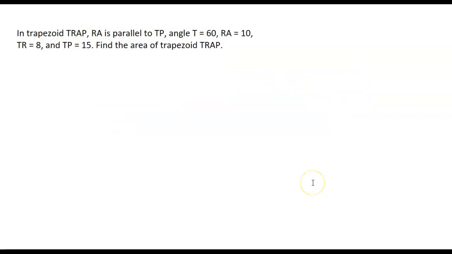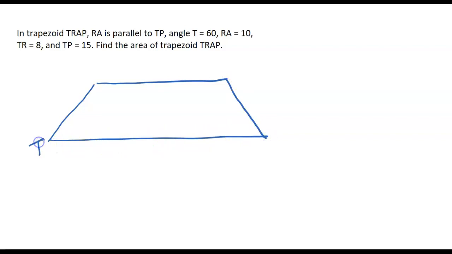All right, so now we're ready to do some examples. So we've got a trapezoid TRAP. There's TRAP. And it says RA is parallel to TP, which is the way we drew it. Angle T is 60. RA is 10. Now TR is 8. And TP is 15.